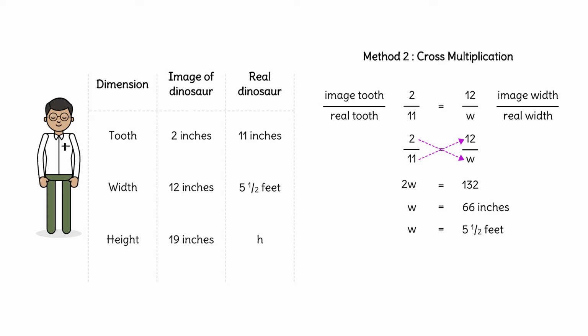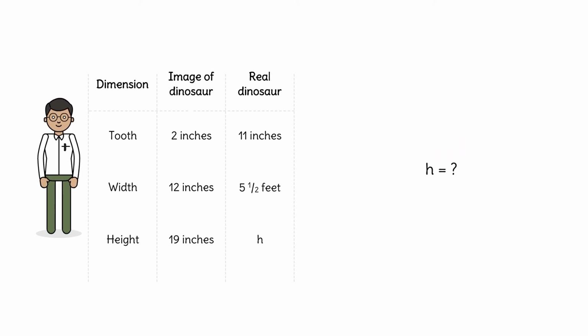For some complex fractions, multiplying by denominators to eliminate fractions will be easier, but for proportions, cross-multiplying is often the quickest way to go. Alright, so how tall was the real dinosaur? Let's set up and solve another proportion. Let's try the ratio of real tooth to image tooth this time. That's 11 over 2, and that equals H over 19.